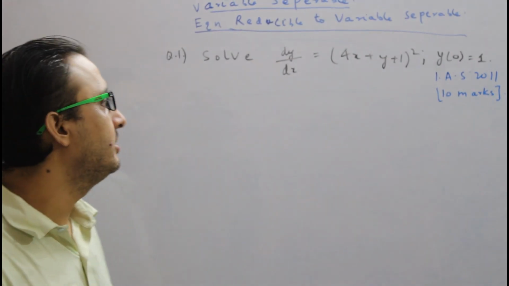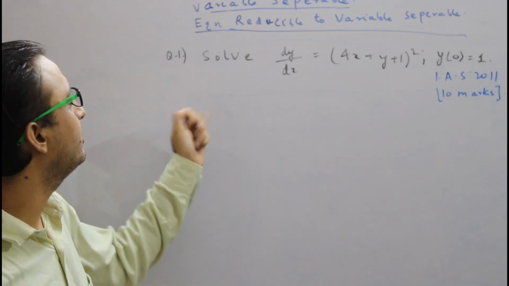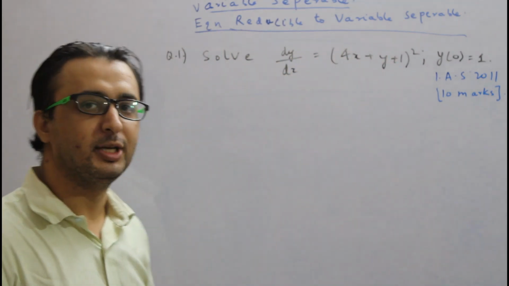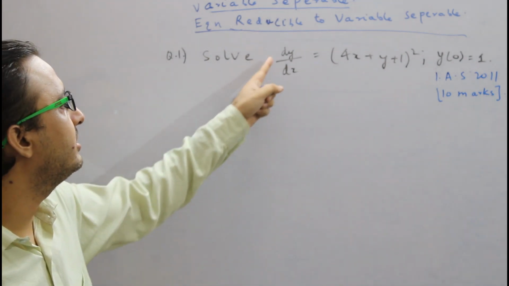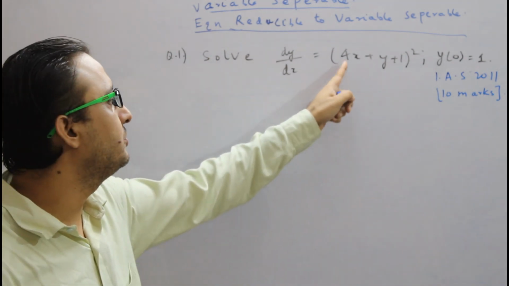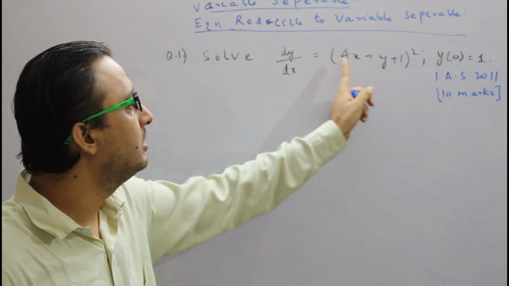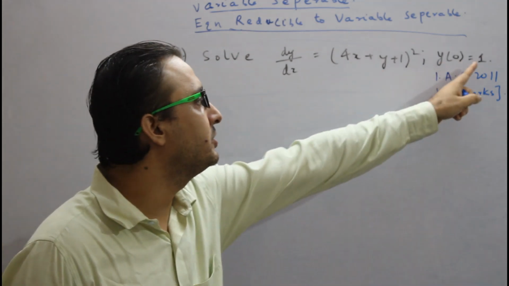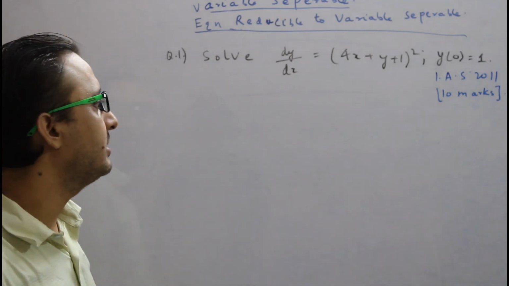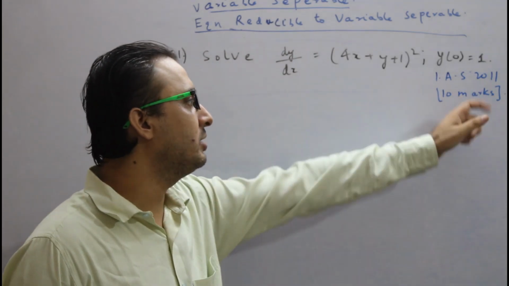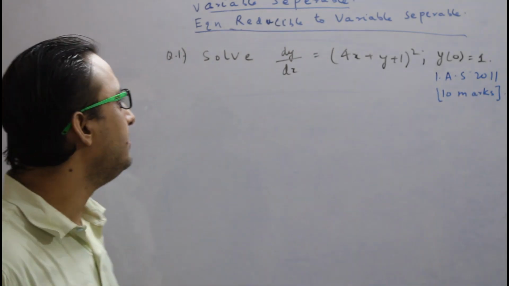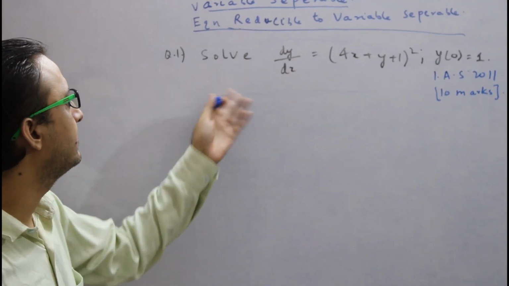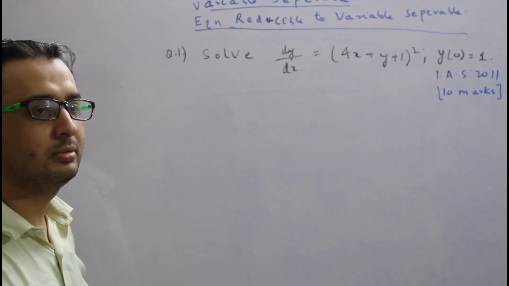Now we are going to take the first question for this session on equation reducible to variable separable. The question reads as, we have to solve dy by dx is equal to 4x plus y plus 1 whole square, and we are given the initial condition y of 0 is equal to 1. This question was asked in IFoS examination 2011 for 10 marks. Alright, so now we'll get started with our solution to this question.